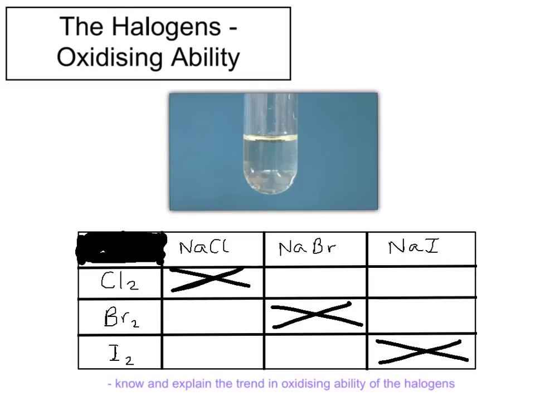So in order to know the trend in oxidizing ability of the halogens, we have to look at a few reactions first. Now we haven't done these in class because they're pretty boring, to be honest. But if we look at them close up, then I can commentate over them.